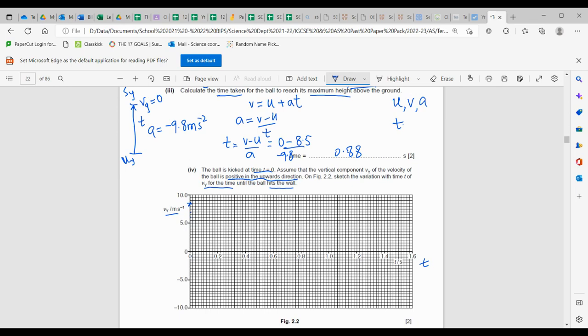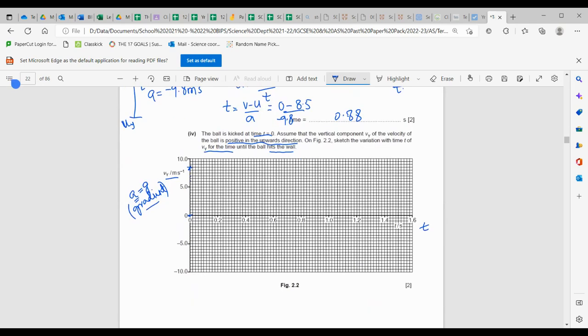Now, how will the graph look like? Since it's uniformly accelerated motion where acceleration is equal to g, and we know the gradient of a velocity-time graph is its acceleration, this will be a uniform gradient graph, which means it will be a straight line. Now the vertical velocity becomes 0 exactly when the object reaches the top. And after how much time does it reach the top? 0.88 seconds, which means this straight line will cross the x-axis, or reach 0 on the vertical axis, at a time equal to 0.88 seconds.